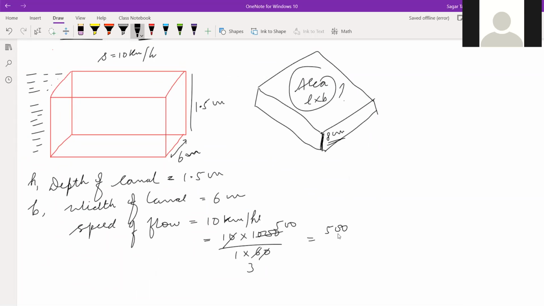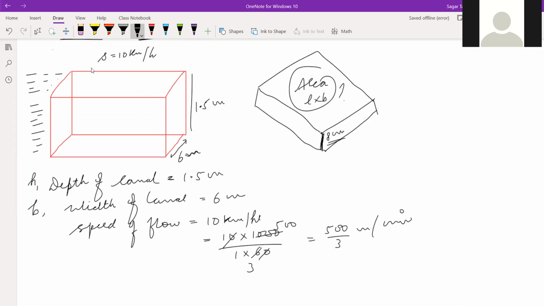So it is 500 by 3 meter per minute. So this is the rate of flow. What do you mean by this? It means in 1 minute, water covers a distance of 500 by 3. And 500 by 3 means 166 meter nearby.